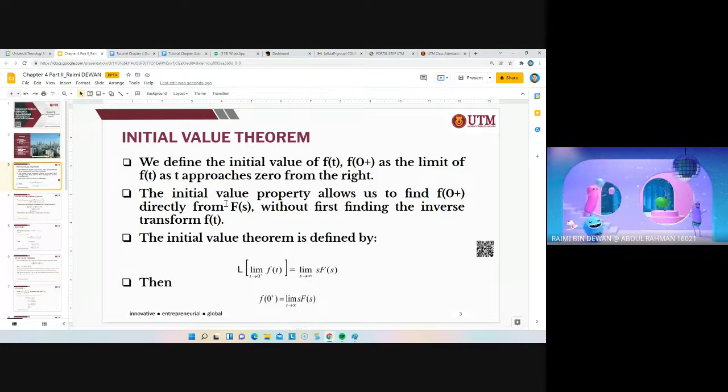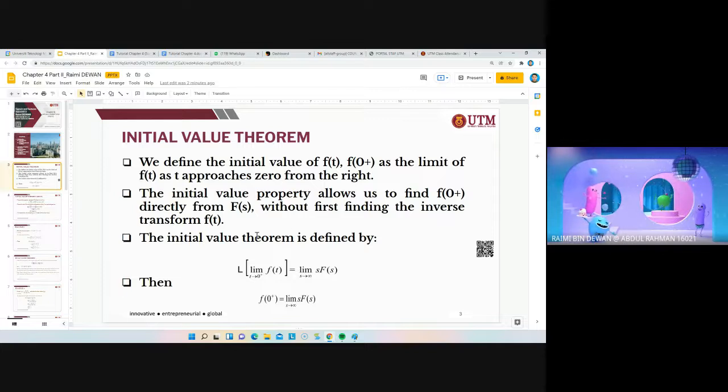The initial value property allows us to find f(0+) in the time domain directly from F(s), without first finding the inverse transform. You solve in the Laplace domain with the given initial value, f(0+), without needing to do the inverse transform in the first place. You do the Laplace transform first, solve, and later convert back to t.